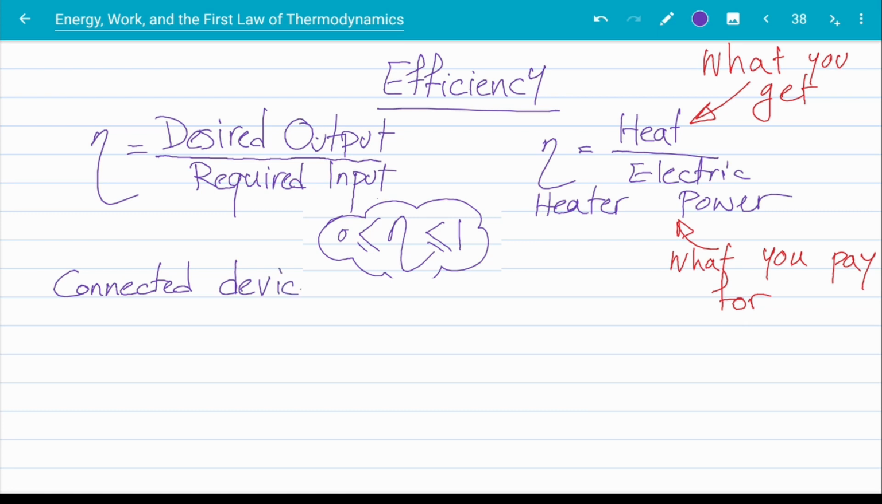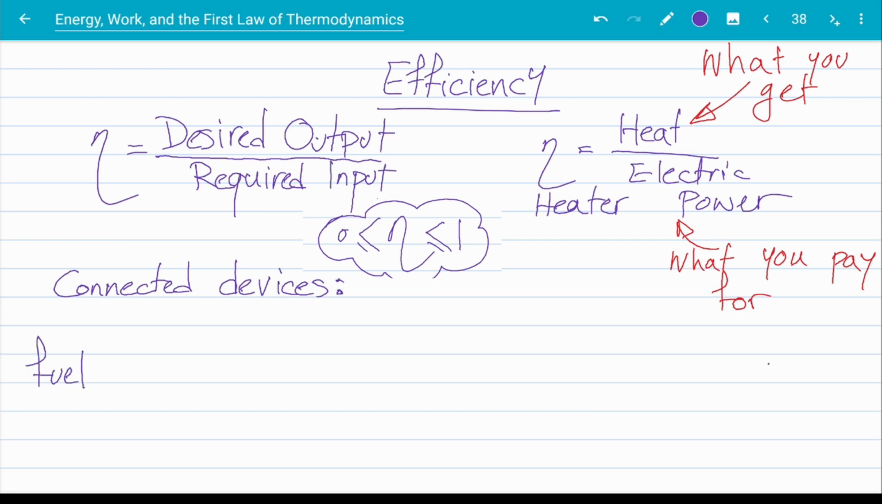Okay, but how do we calculate the efficiency of a more complex system? What should we do if we have a few devices connected to each other and each has an individual efficiency? How can we calculate the overall efficiency of our setup? So here's an example for you.